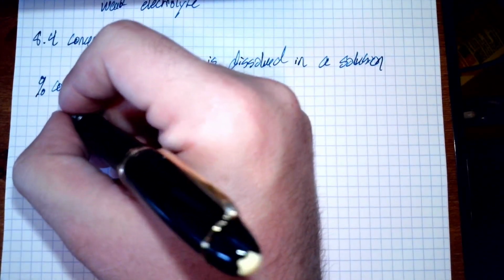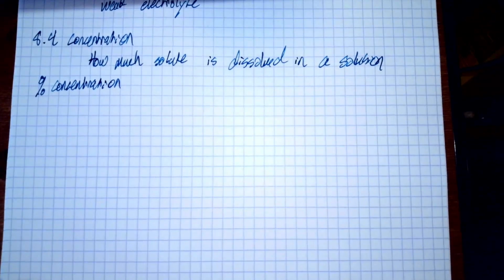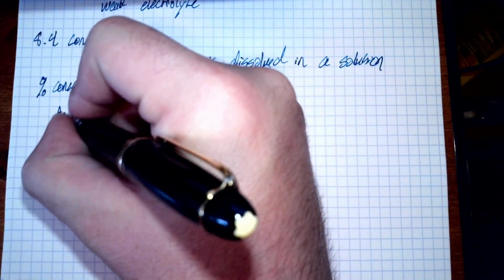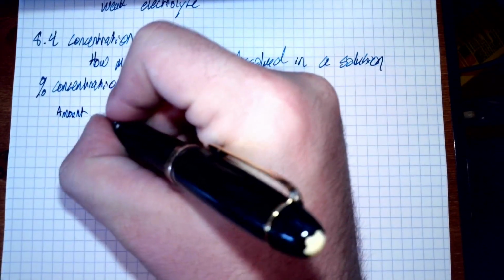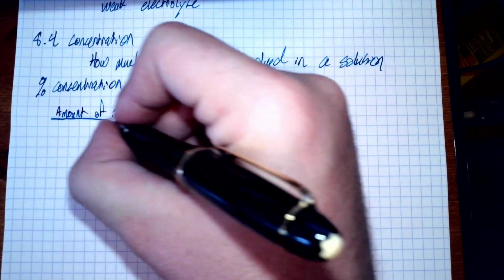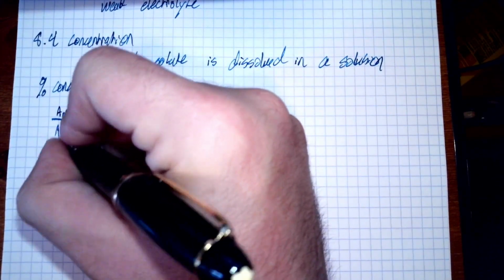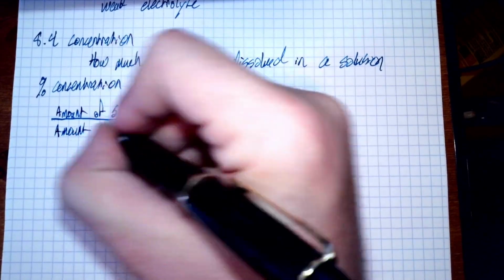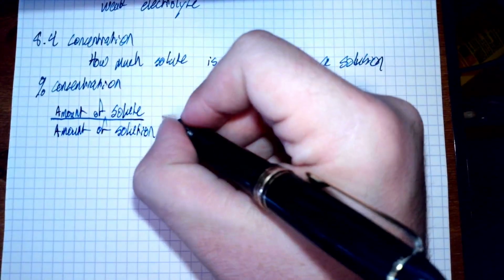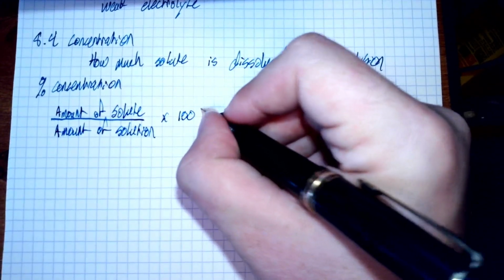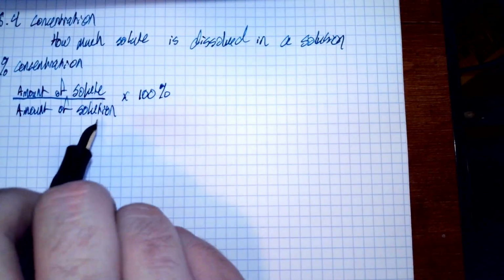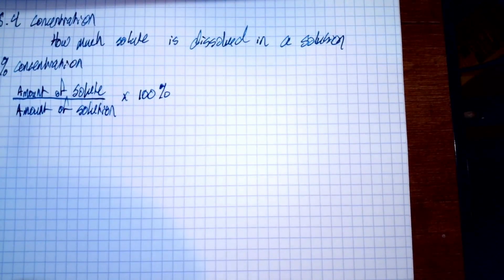Percent concentrations, basically to calculate them in general, we're going to talk about a couple of specifics, but it's going to be amount of solute per amount of solution times 100%. Now, the key in this, amount of solution.